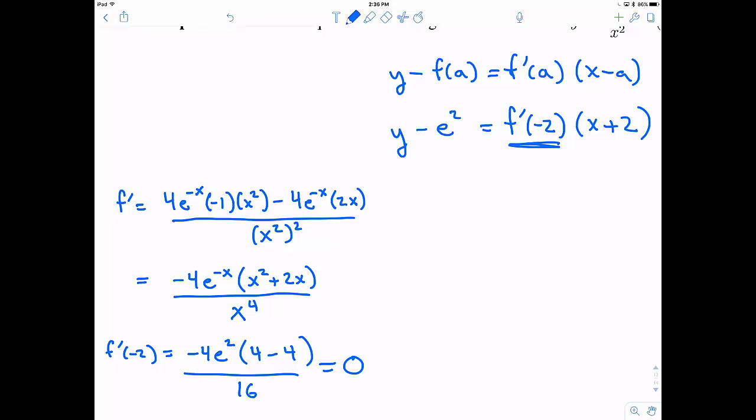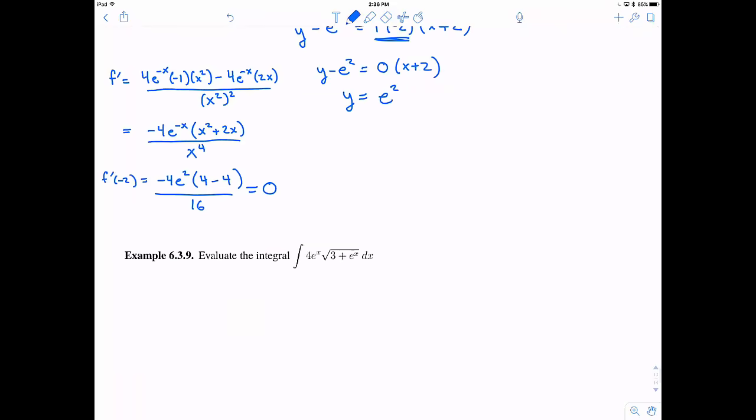This is just 0. Well, now when I plug that in, this is kind of a sad tangent line equation, because 0 times anything is just 0. So that's just going to be y equals e squared. This is my tangent line equation. And it may be fun if you have some graphing software, to graph this function, graph y equals e squared, and you can see that it just barely skims. It is the tangent line. It's a nice horizontal tangent line.